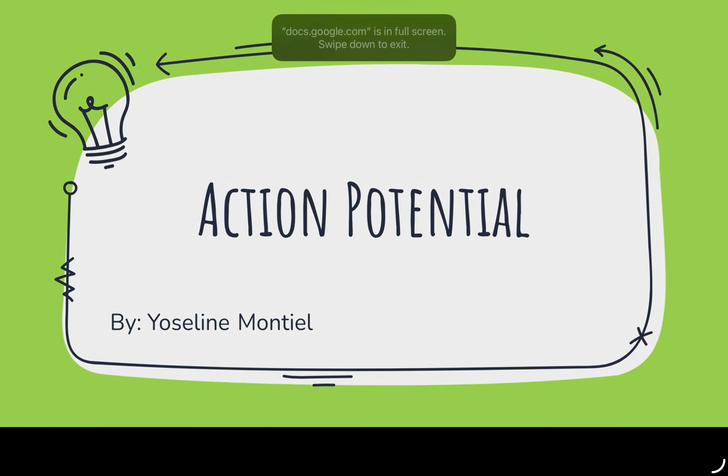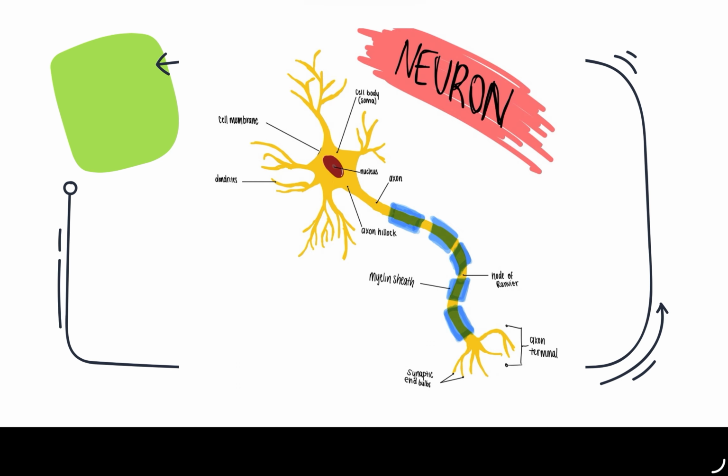Hi, today I'm going to explain how neurons communicate using something called an action potential.